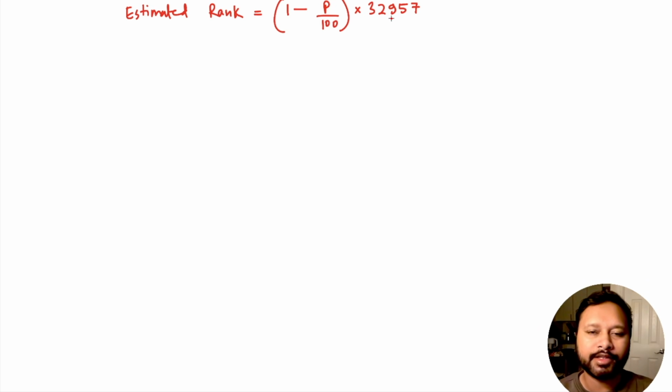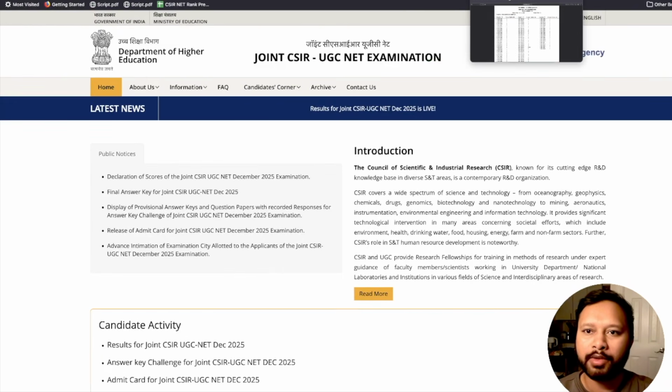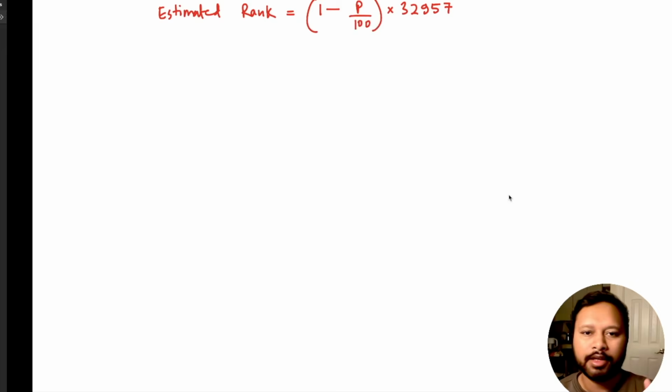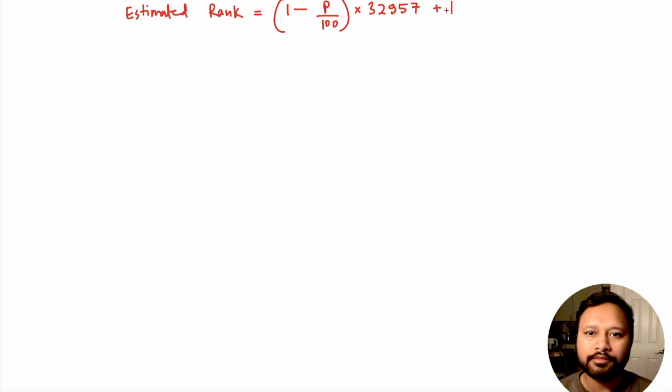If you need to calculate the same thing for any other subject, all you have to do is plug in the value. So if you want to calculate your rank for mathematical sciences, instead of writing 32,957, write 26,114 and so on. You can calculate for all the subjects. And plus 1, because if somebody has 100 percentile, then (1 - 100/100) makes it 0, so it doesn't make sense. So the person with percentile 100 will have rank 1.